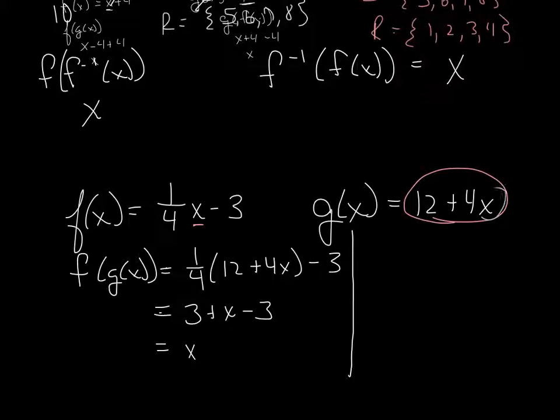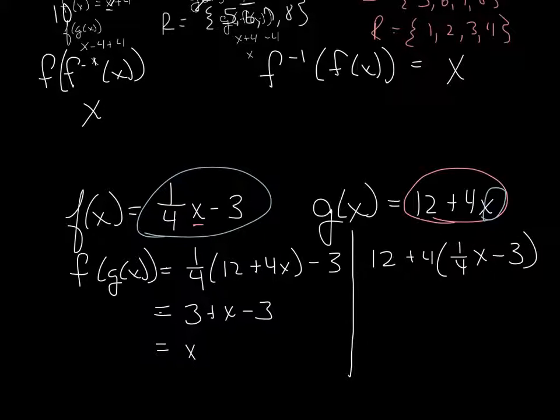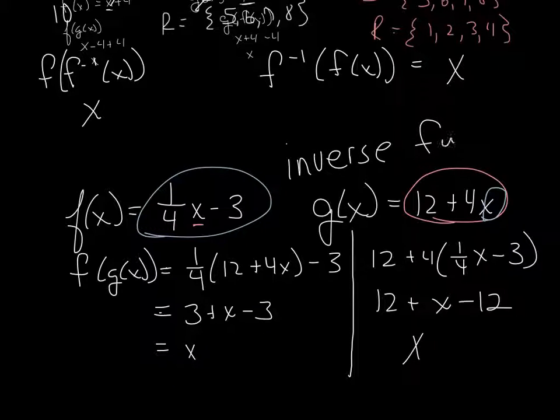Wherever I have an x here, I'm going to plug in this. So we'll have 12 plus 4 times (1/4 x minus 3). Have to distribute, so we get 12 plus, what's 1/4 times 4? 1x minus 12, does that equal x? So these are inverse functions.